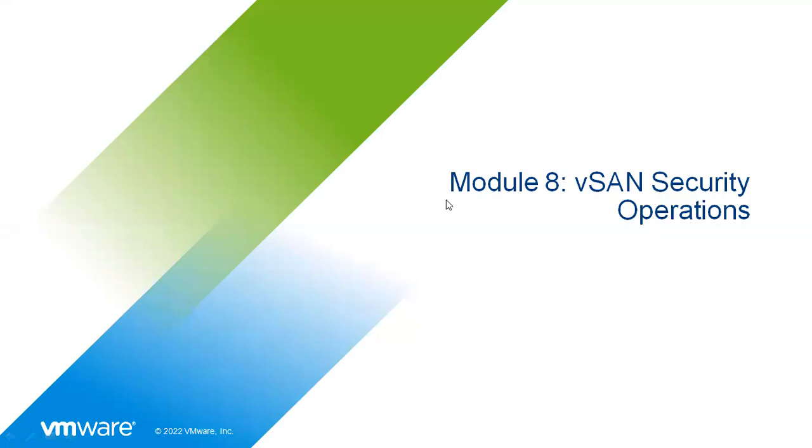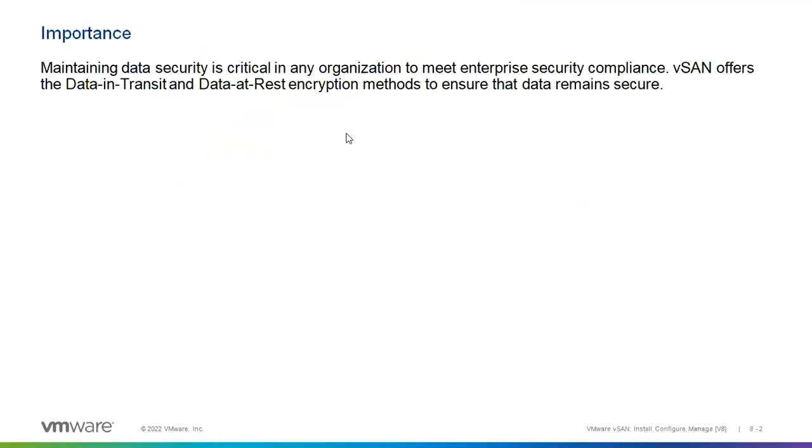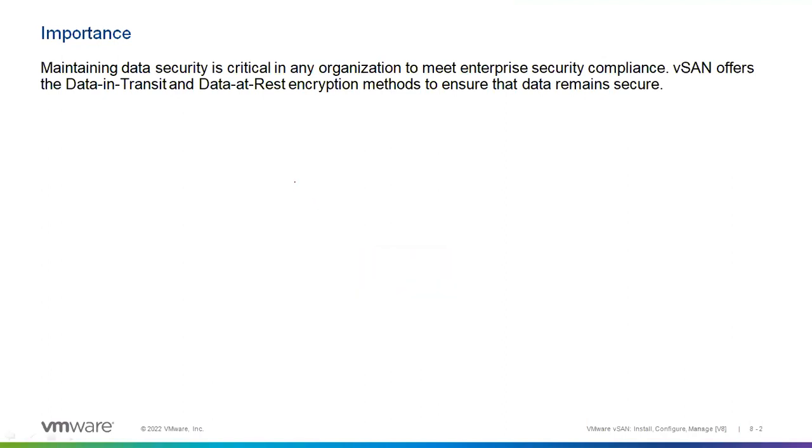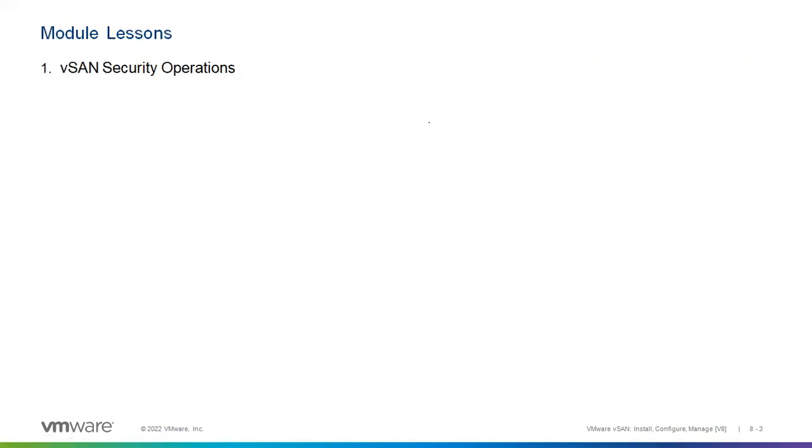So in module 8, we'll be covering more about the vSAN security operations. The main importance of this module is just to understand the security, how we can implement it in vSAN, and why we need to secure our data. From an organization perspective, we should keep the data secure and compliant, and vSAN primarily offers data in transit encryption, when my data is traveling from one host to another host, and data at rest encryption methodology. So we can secure both.